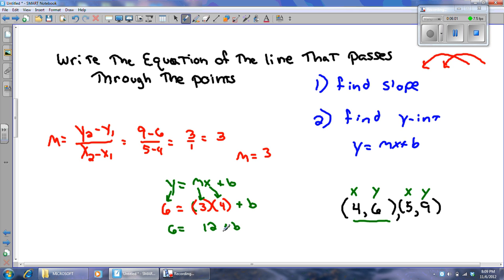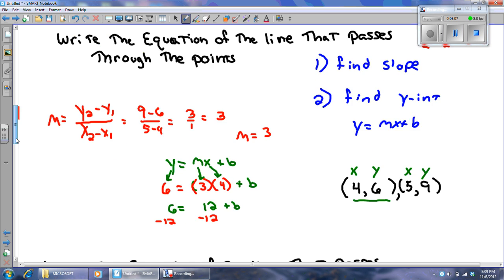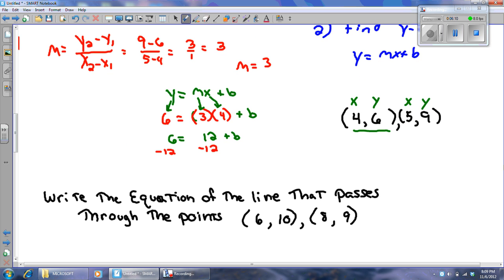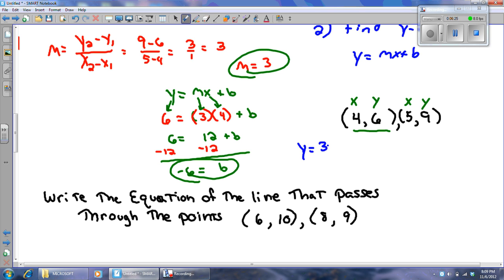Now, I'm going to subtract 12 from both sides to get the b alone. And I'm going to find out that b is going to equal negative 6. If I know the slope is 3 and the y-intercept is negative 6, I can write my equation. And my equation will be y equals 3x minus 6. I don't know about you, but I think that's pretty nifty.